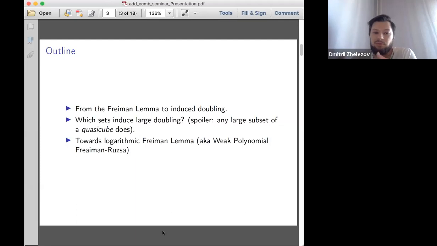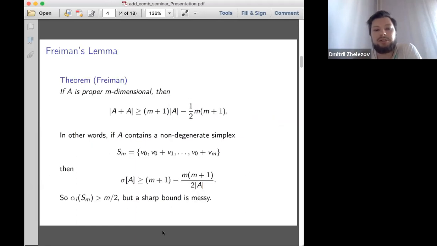So it turns out that the larger the family of sets we can construct which provably induce large doubling, the better information we would get about Freiman's lemma and the weak polynomial Freiman-Ruzsa. So this is an outline of the talk. All right, so off we go.